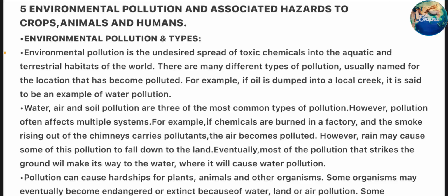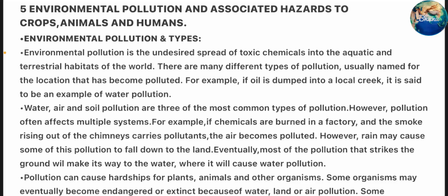Environmental pollution and types. Environmental pollution is the undesired spread of toxic chemicals into the aquatic and terrestrial habitats of the world. There are many different types of pollution, usually named for the location that has become polluted. For example, if oil is dumped into a local creek, it is said to be an example of water pollution. Water, air, and soil pollution are three of the most common types of pollution.